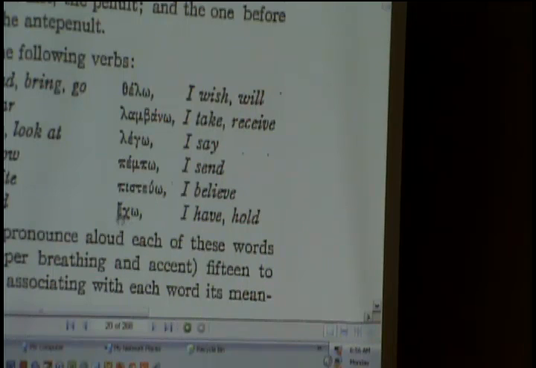And this is echo. What kind of breathing mark is that? Smooth. And what kind of accent is that? Acute. Don't forget the echo. That means I have or I hold.